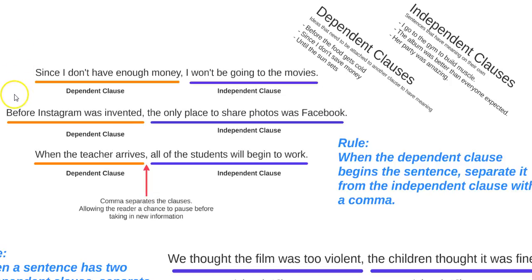Let's look at the second example. "Before Instagram was invented, the only place to share photos was Facebook." "Before Instagram was invented" is dependent. It makes no meaning by itself. "The only place to share photos was Facebook" has a meaning in and of itself. Lastly, "when the teacher arrives" is dependent. "All the students will begin to work." That is an independent clause. And note, we use the comma to separate the dependent from the independent clauses.